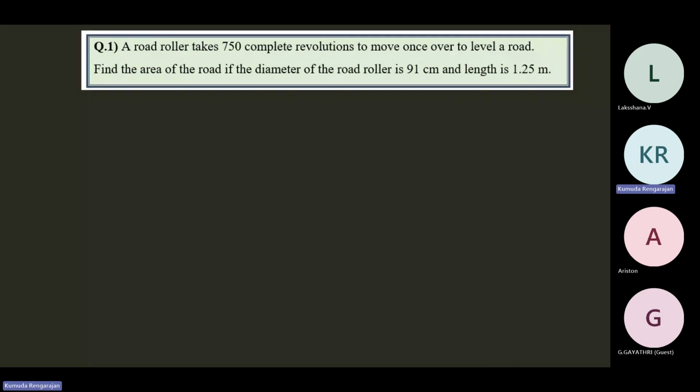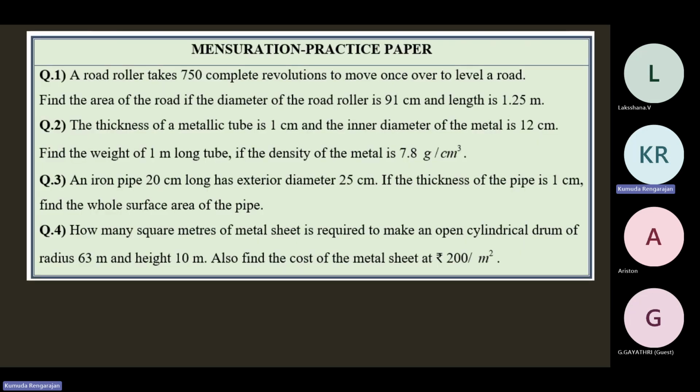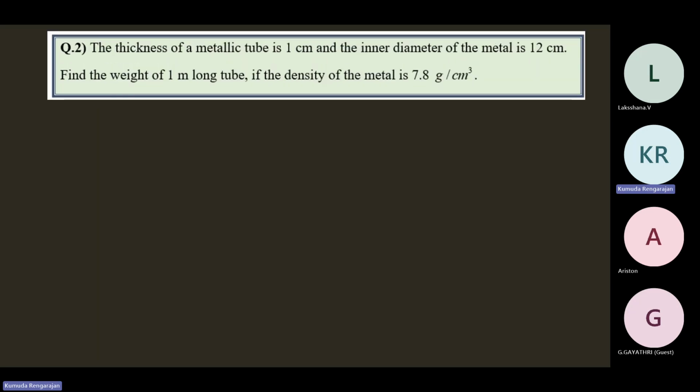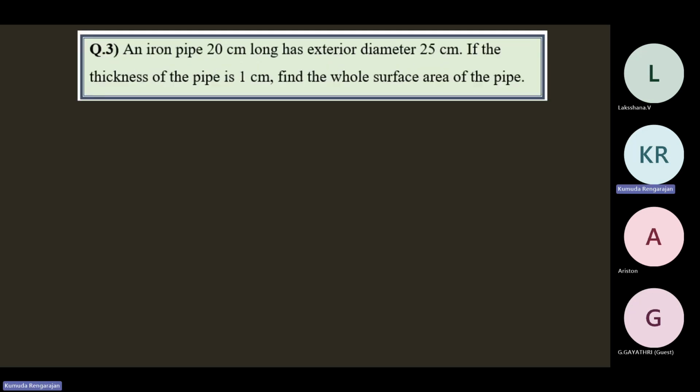Now this question, a road roller takes 750 complete revolutions to move once over to level a road. We have not done this presentation, right, children? Just have a look at the questions. Road roller 750, then this thickness of a metallic tube. An iron pipe 20 centimeters long has exterior diameter 25 centimeters.